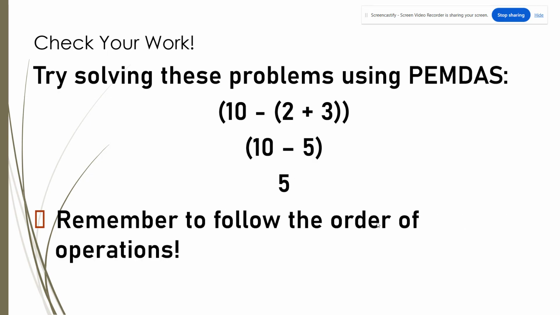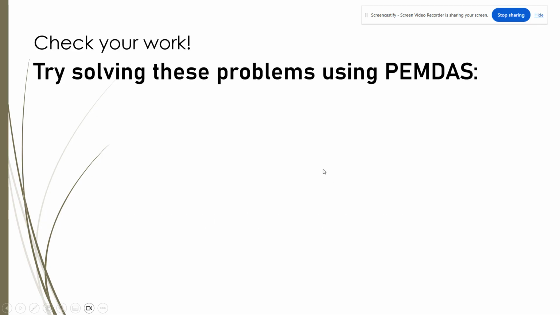Okay, so now we have 10 minus 2 plus 3. Okay, inside of our parentheses we have 10 minus 2 plus 3, but we're going to start with the 2 plus 3, that's 5, and we're going to rewrite now 10 minus 5. Now there's no other operations, so we're just going to do 10 minus 5. The value of this expression is 5. Okay, let's check our work.